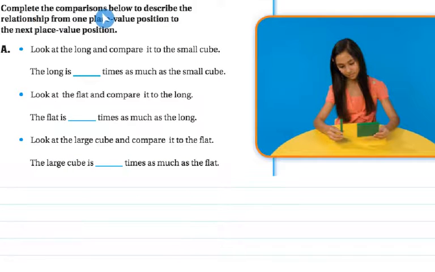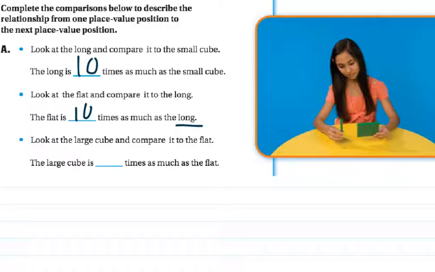So first it says, complete the comparison below to describe the relationship from one place value position to the next place value position. Look at the long and compare it to the small cube. The long is 10 times as much as the small cube because you need 10 of the small cubes to get the long. Look at the flat and compare it to the long. The flat is 10 times as much as the long because you need 10 longs to fit inside of the flat.